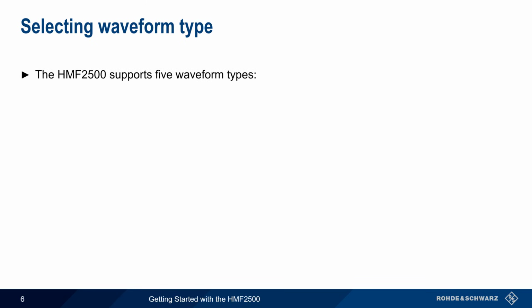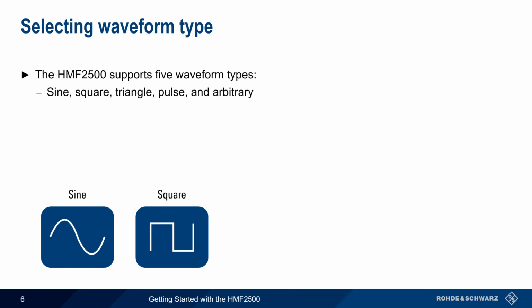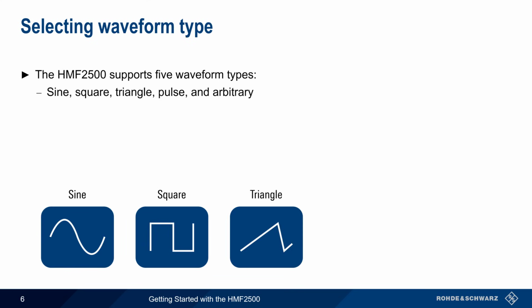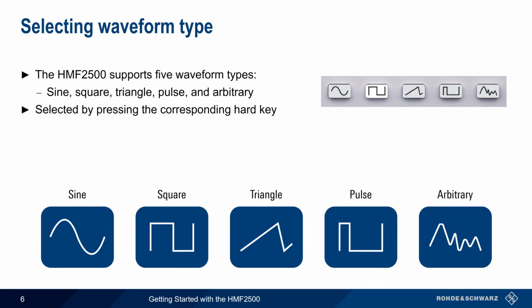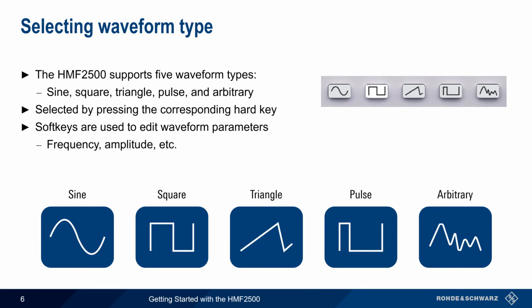The first step in generating waveforms is to choose one of the 5 waveform types. These are sine, square, triangle, pulse, and arbitrary. To choose a waveform, press the hard key corresponding to each type. As we'll see on the next slides, soft keys are used to edit the waveform parameters, such as frequency and amplitude, with the numeric keypad or rotary knob and cursors used to set the numeric values.